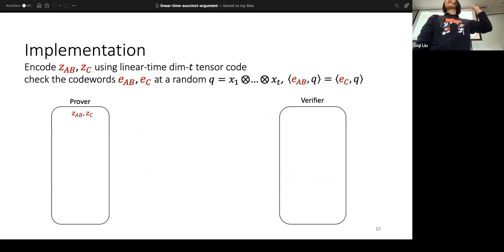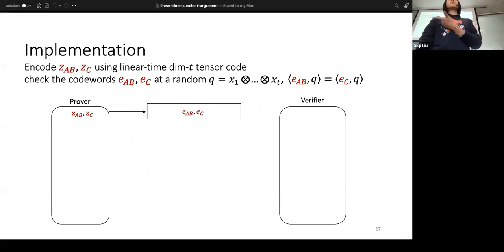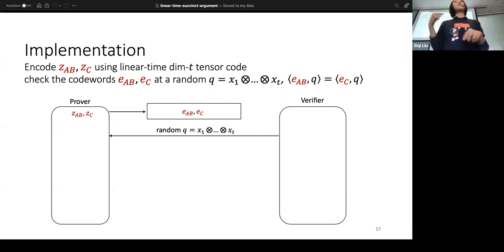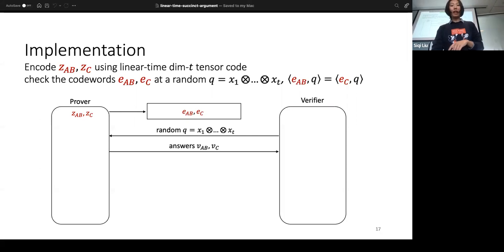So now the prover and verifier have these two vectors. The prover sends to the verifier the tensor encoding of the two witness vectors. Then the verifier samples a random query Q and sends it to the prover, and the prover replies back with the evaluation of the inner product, two inner products.